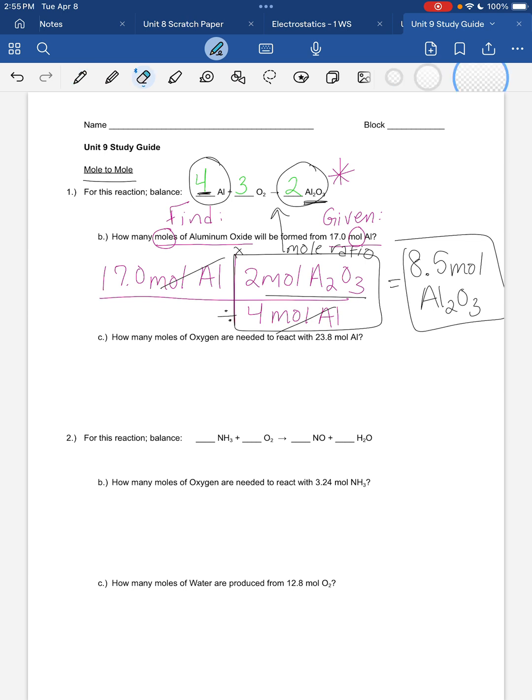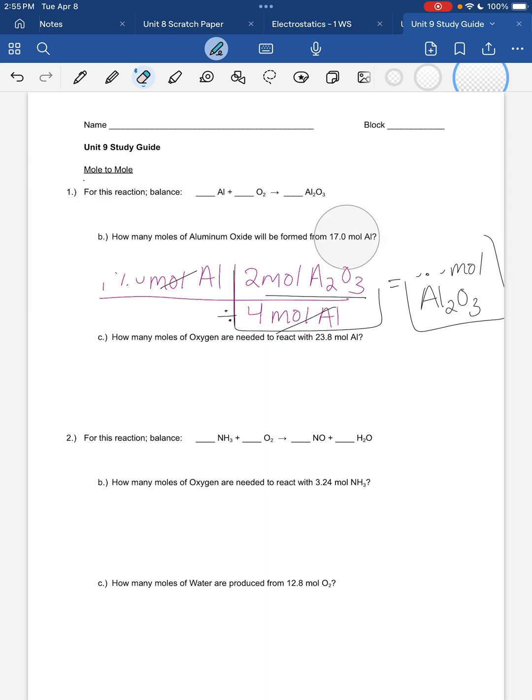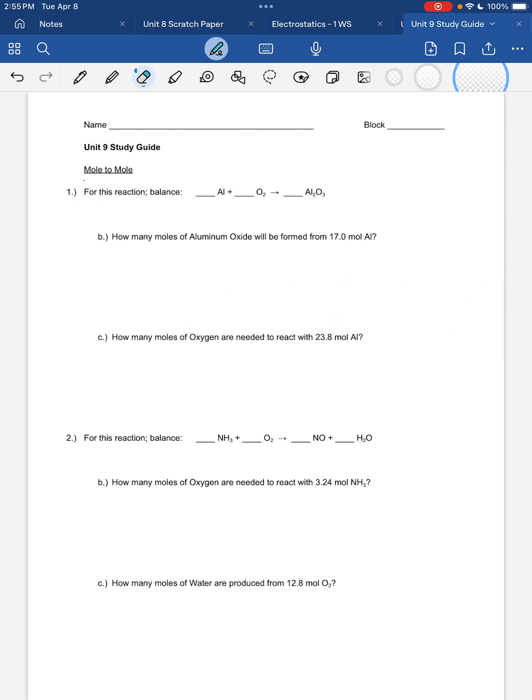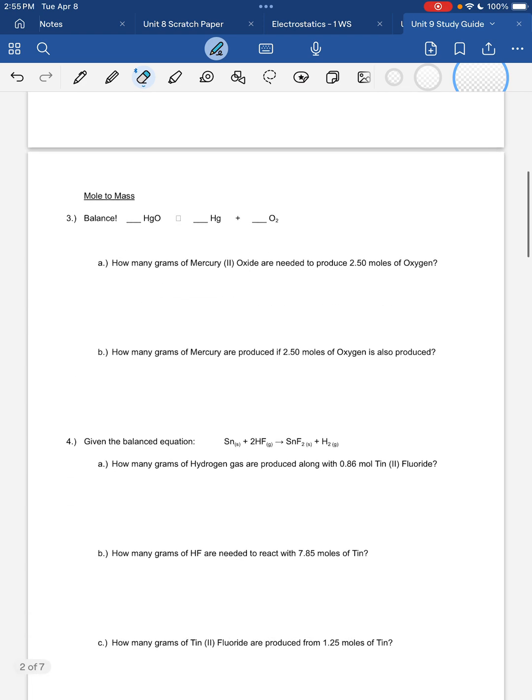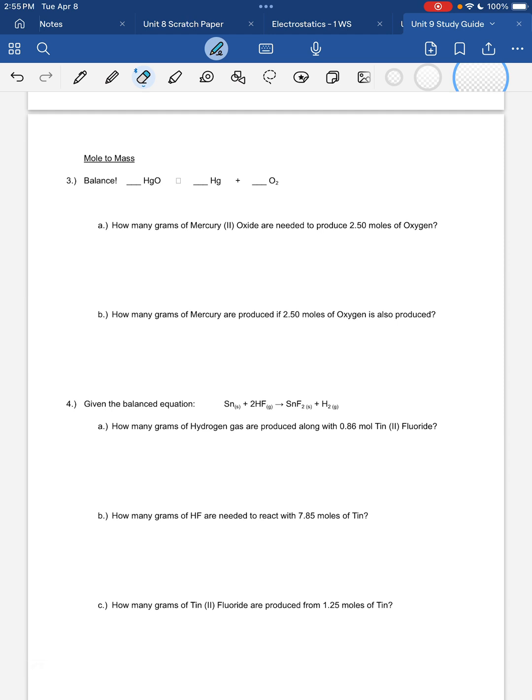All right. Next problem here, I'm going to go to the next page. So we're going to be working with now a mole to mass type problem. Again, I'm going to focus on question number 1, the first one. Please note there should be a little arrow between this. For some reason, it created a box. There we go. Okay.